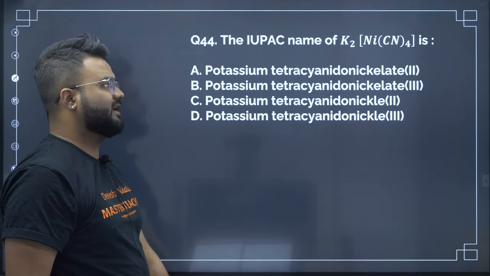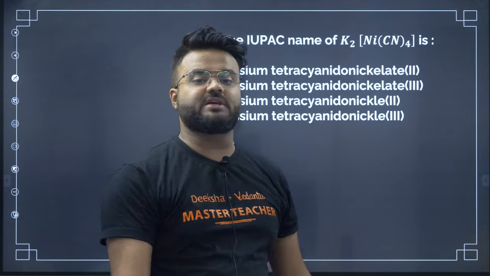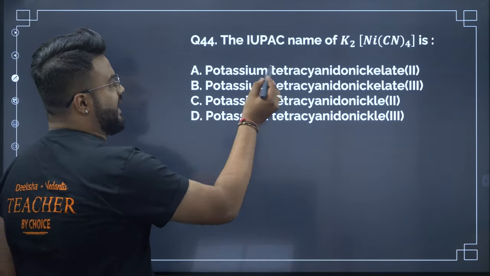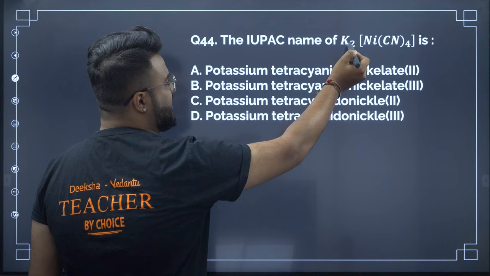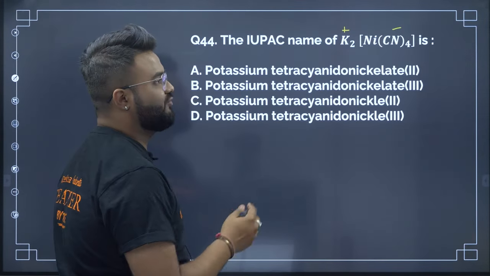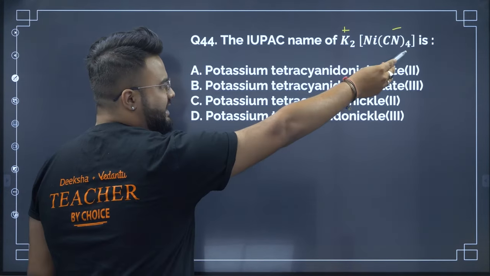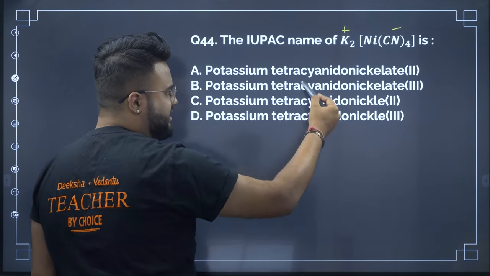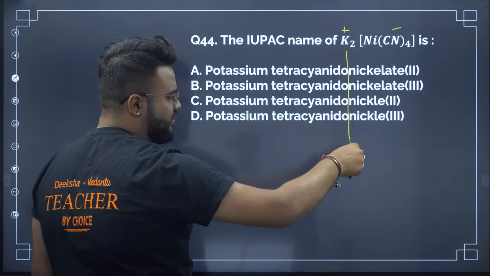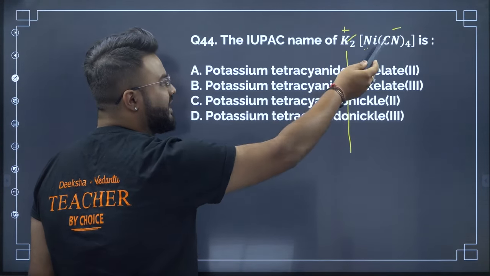Now, the IUPAC name of this complex will be dash. So, listen to me. What kind of complex is this? It has K plus, and this is your anionic complex. So, first we will be using potassium. Everywhere the potassium is there. And next, we will see the ligand, that is tetracyanido. Everywhere it is the same till here. Okay. Next, this will not be nickel. It will be nickelate.